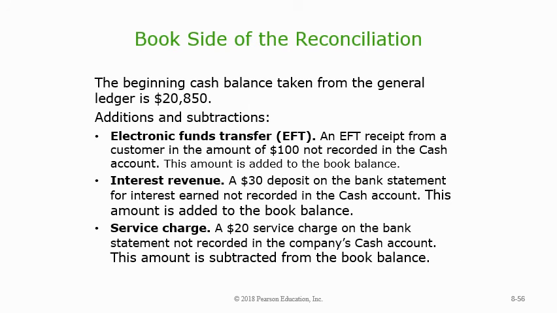And then we look at our books and we see that the beginning cash balance taken from the general ledger is $20,850, and we've got to make some changes to that. So we had an electronic funds transfer for $100 that wasn't reported, so we need to add that. Interest revenue, so we earned some interest that we need to add, and then a service charge of $20 that we need to subtract.